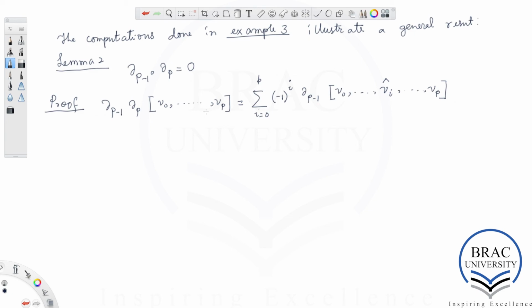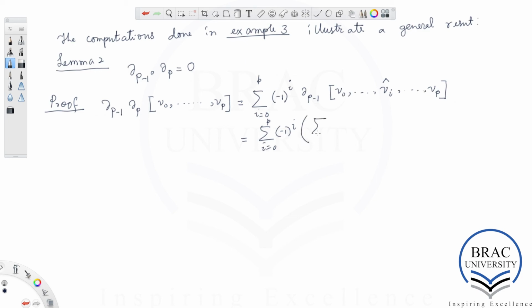All right, so now let this be a p minus 1 chain, with vi omitted, and let it be acted upon by p del p minus 1. Then we have another summation symbol coming into play. This is the first summation from i equal to 0 to p minus 1 raised to i.